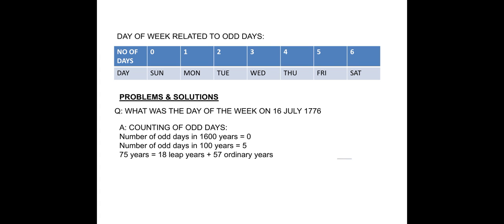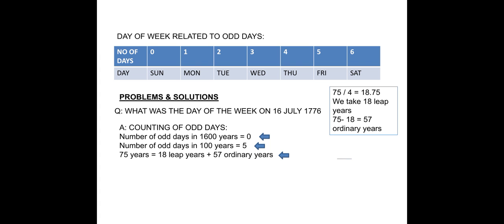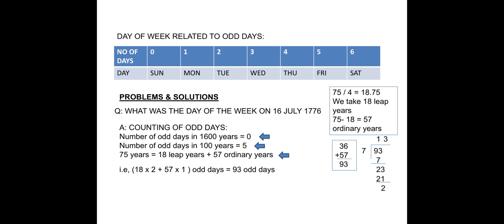Now 75 more years we need. For 75 years we need to divide by 4. Then we will get 18 leap years and the remaining 57 as ordinary years. So to calculate the odd days, we will be doing 18 into 2 plus 57 into 1. It comes 93 odd days. We can't take 93, so 93 divided by 7 again. We will be getting 13 as quotient, 2 as remainder. So 2 is the odd day.